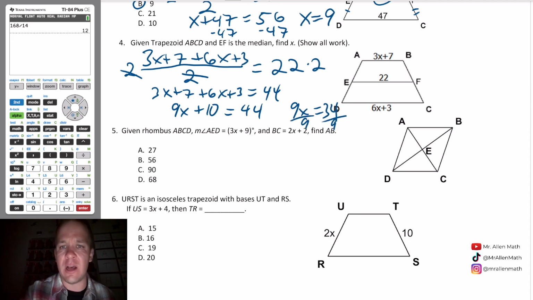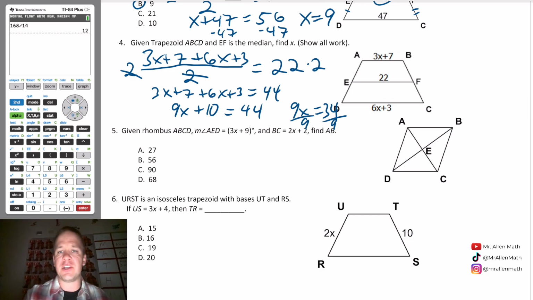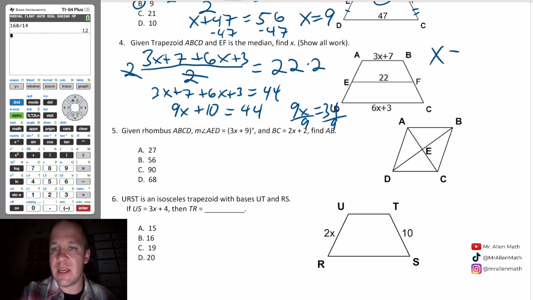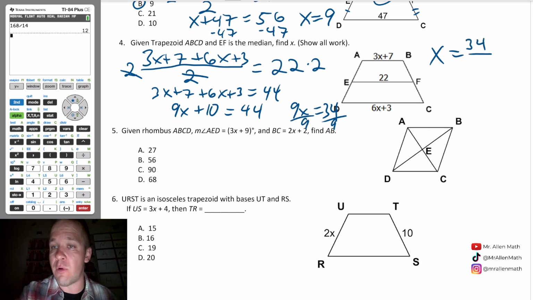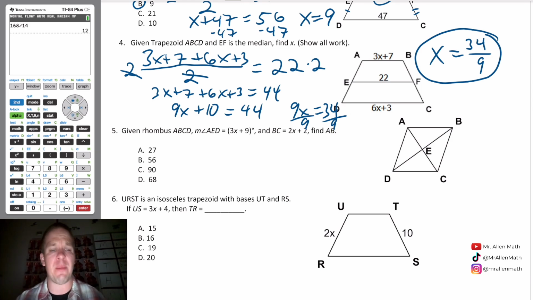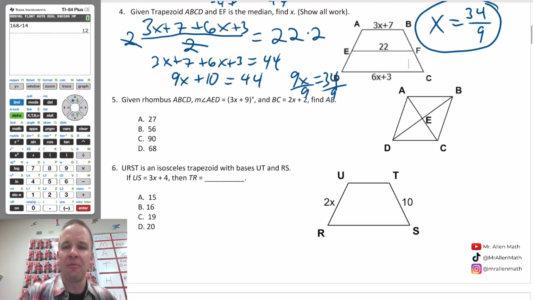So we are going to get a nice little awful fraction here. Let me move it over here. So we got x equals 34 over 9. Those do not reduce, so I think we're going to leave it as 34 over 9. Wonderful there. That's excellent. Everybody loves an improper fraction. All right, let's move on to number 5 here, man.